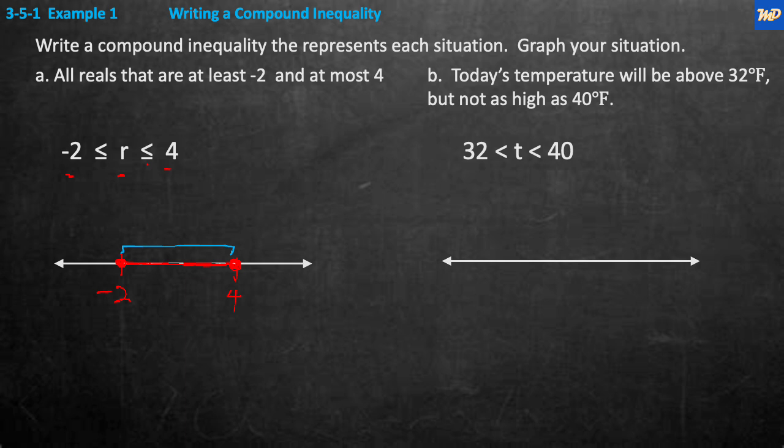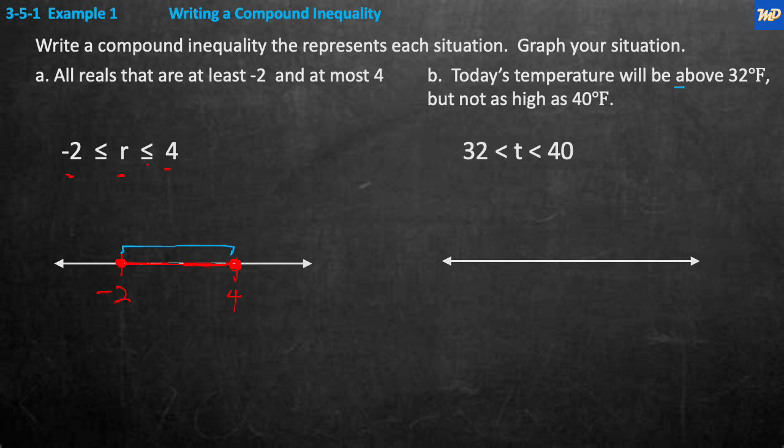Greater than R is greater than or equal to 2, and it's less than or equal to 4. How about today's temperature right here? Today's temperature will be above 32 degrees Fahrenheit, but not as high as 40 degrees. So it will be above 32, it doesn't say or equal to, but not as high as 40 degrees. And so not equal to 40 either.